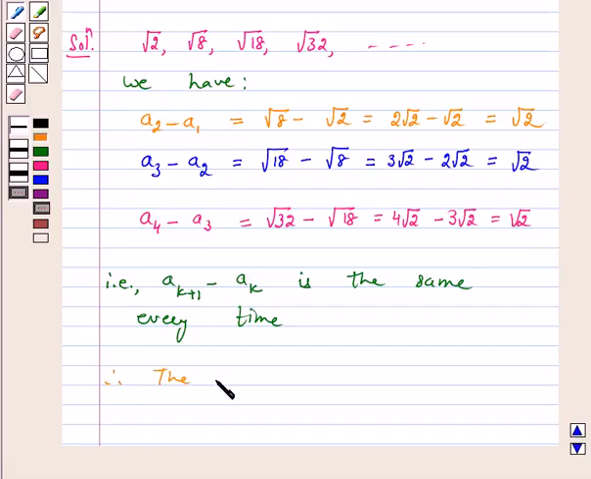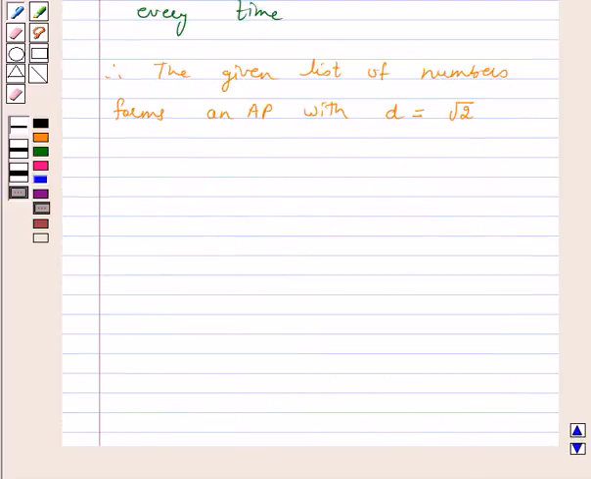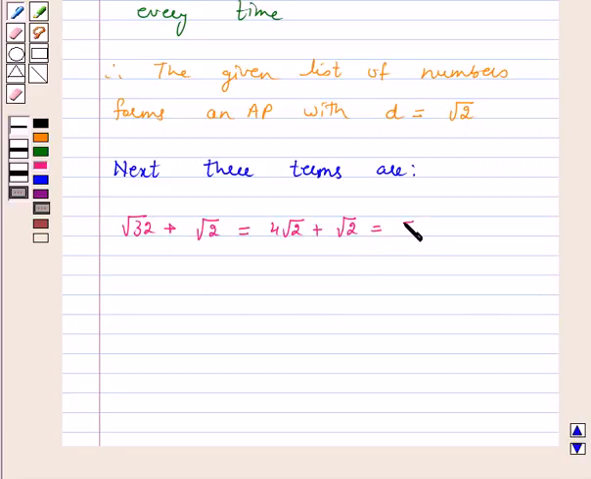Therefore, the given list of numbers forms an AP with common difference d equal to root 2. Now the next three terms are: root 32 plus root 2, which is equal to 4 root 2 plus root 2, which is equal to 5 root 2. This is again equal to root 50.